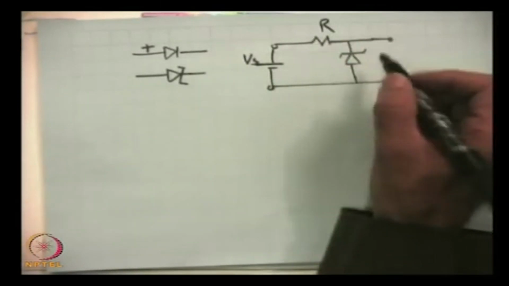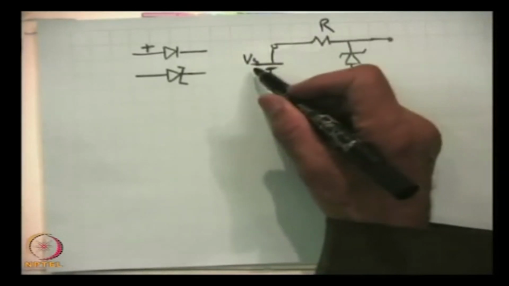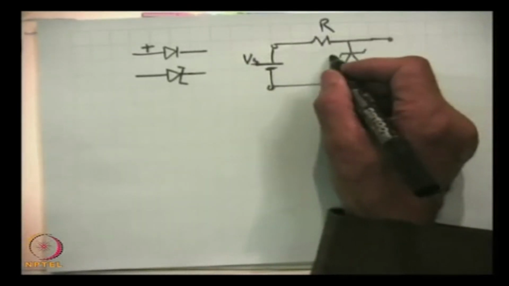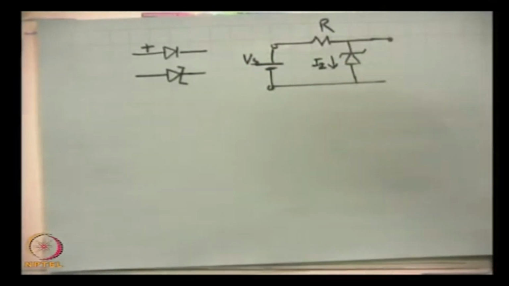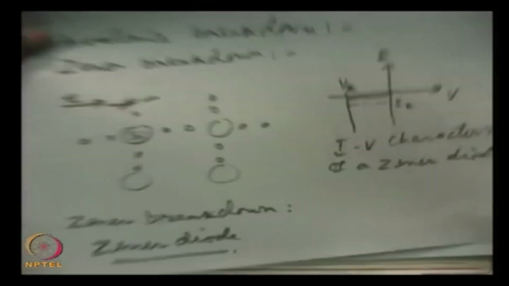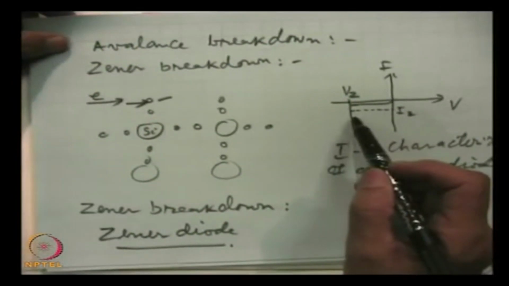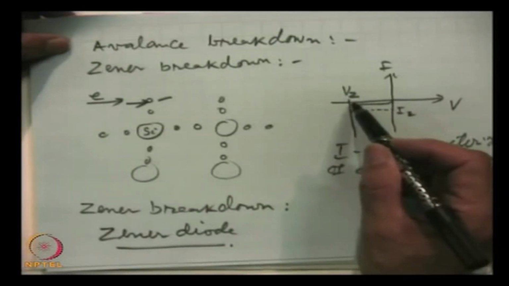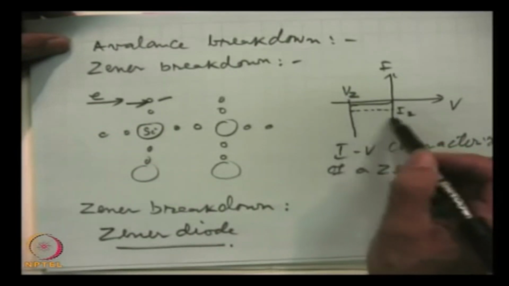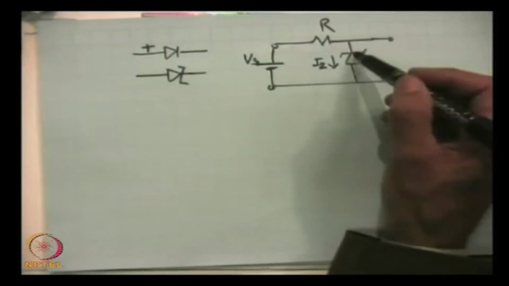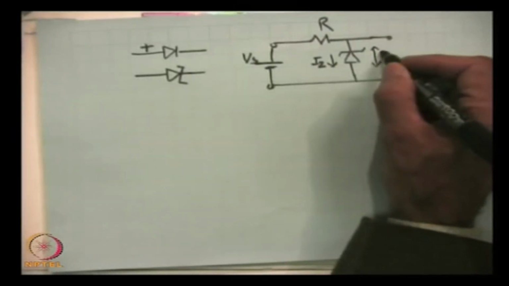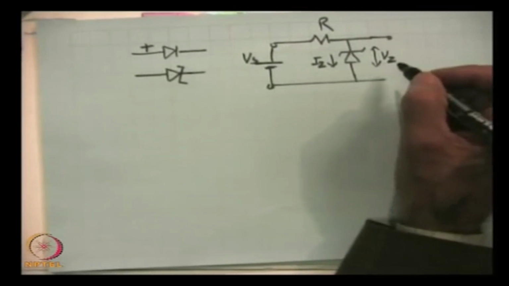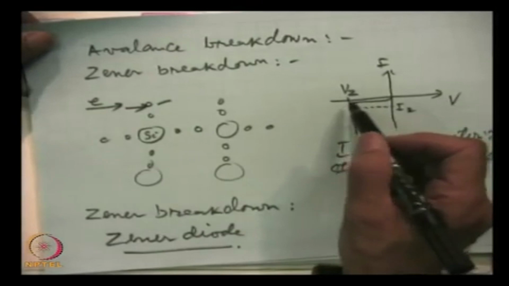This is a resistance R, this is the applied battery, and here is this current I z. Now, this is a useful property of the Zener diode, that through this different amounts of current may flow, but the voltage drop across this will remain the same, and this will be equal to V z, the breakdown voltage.